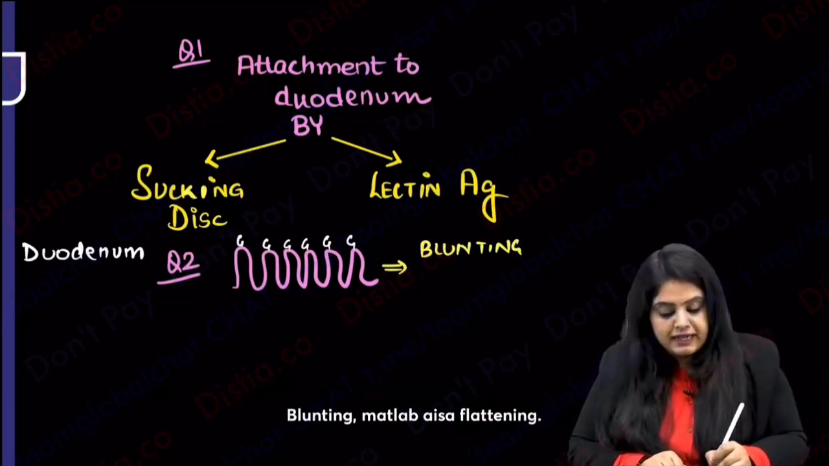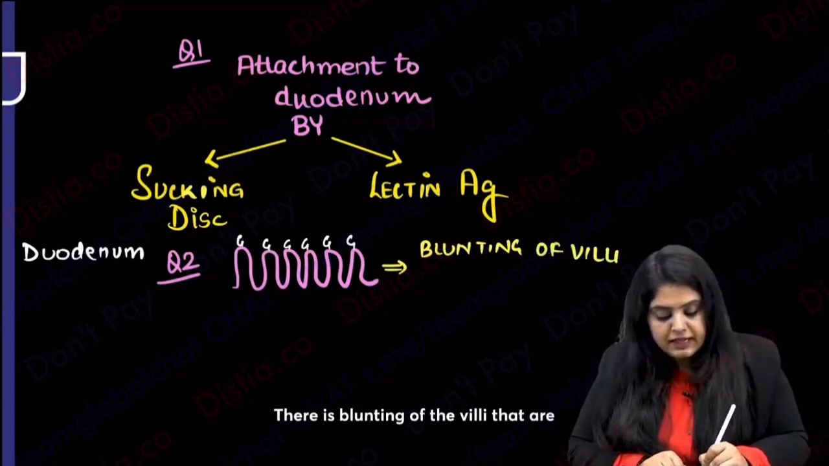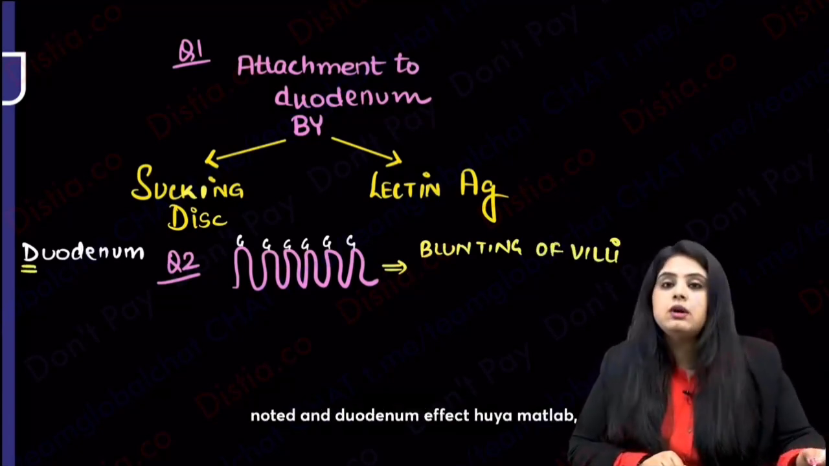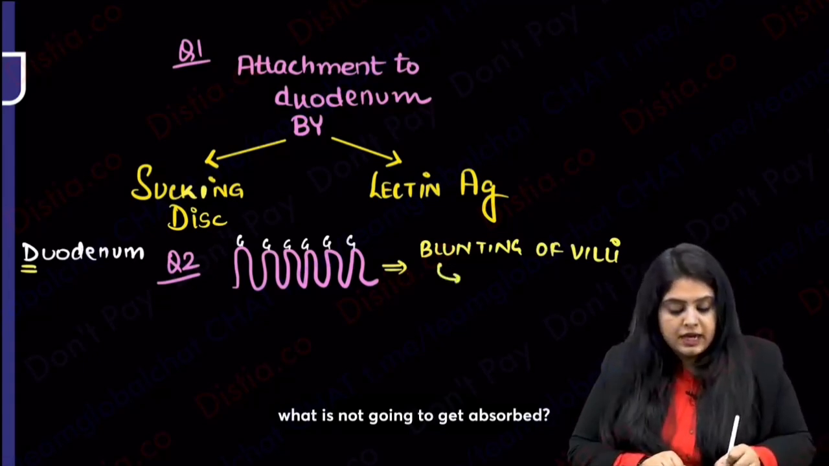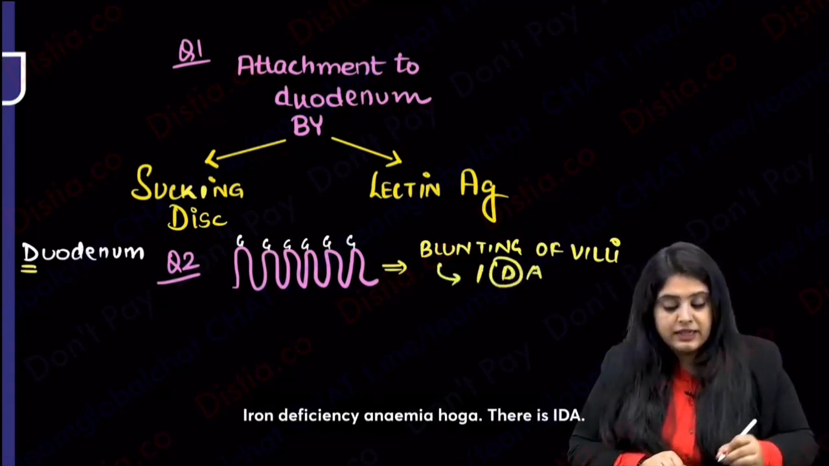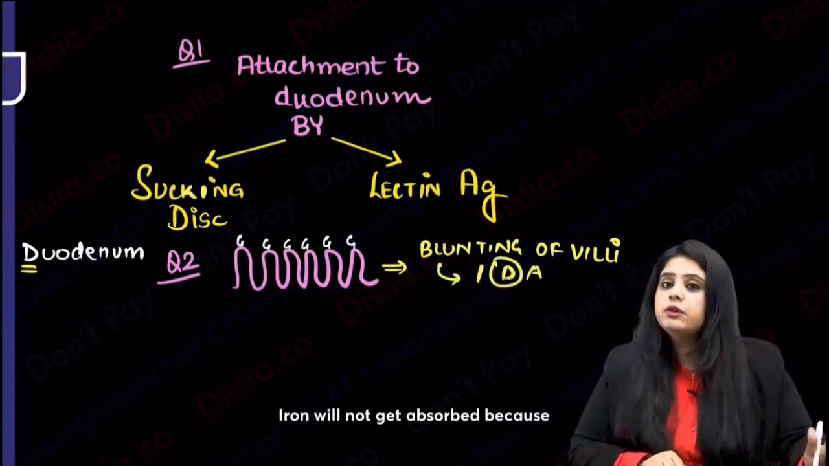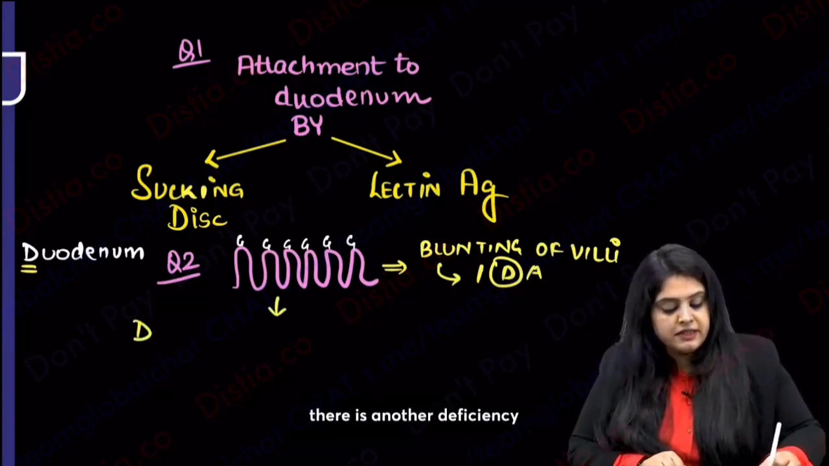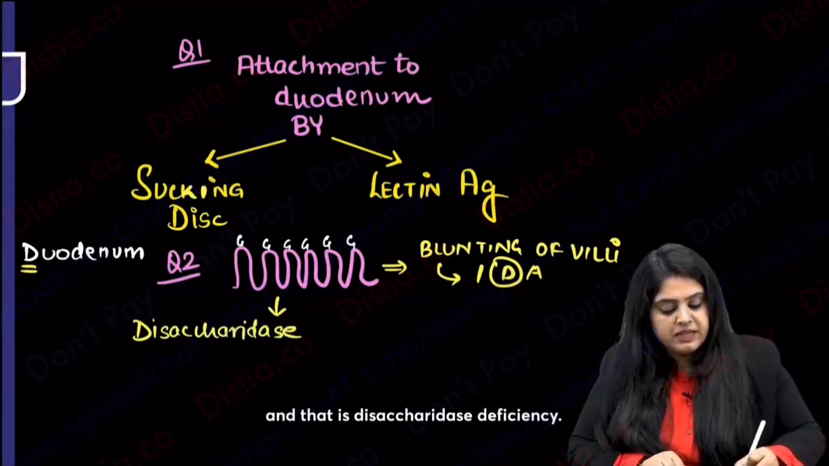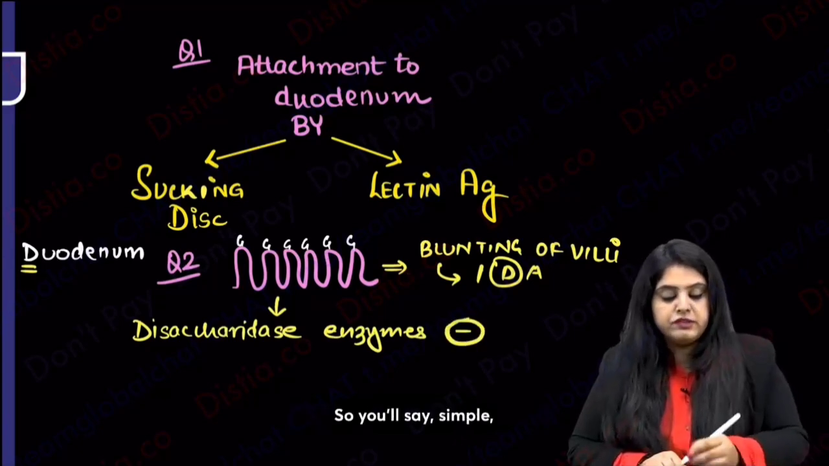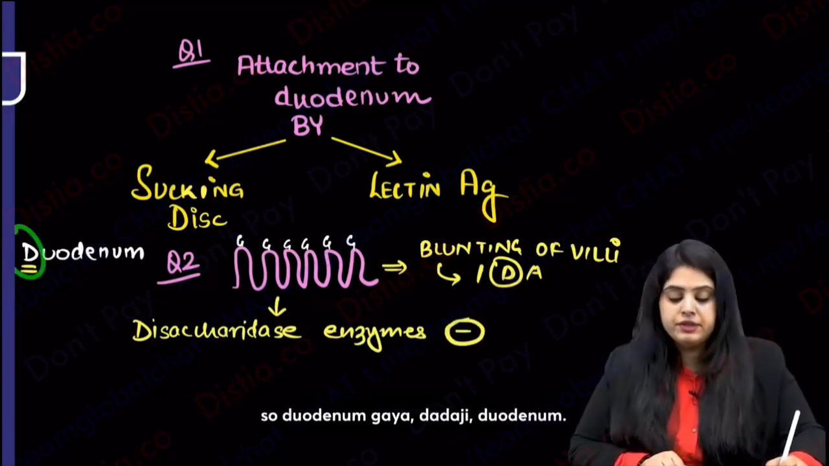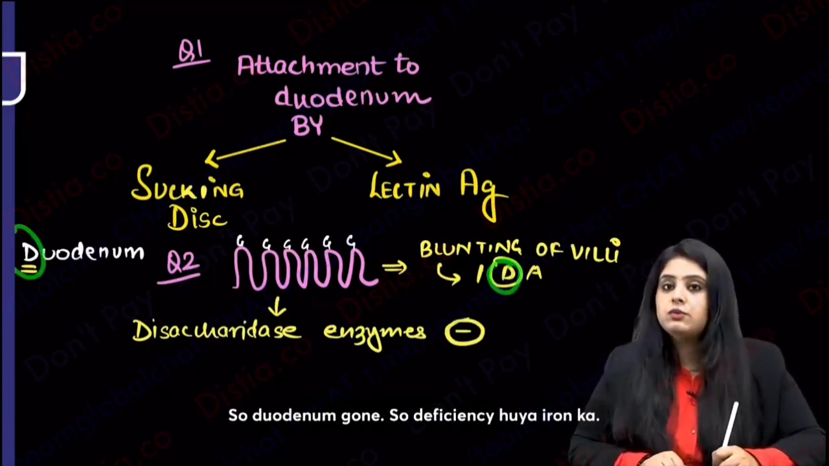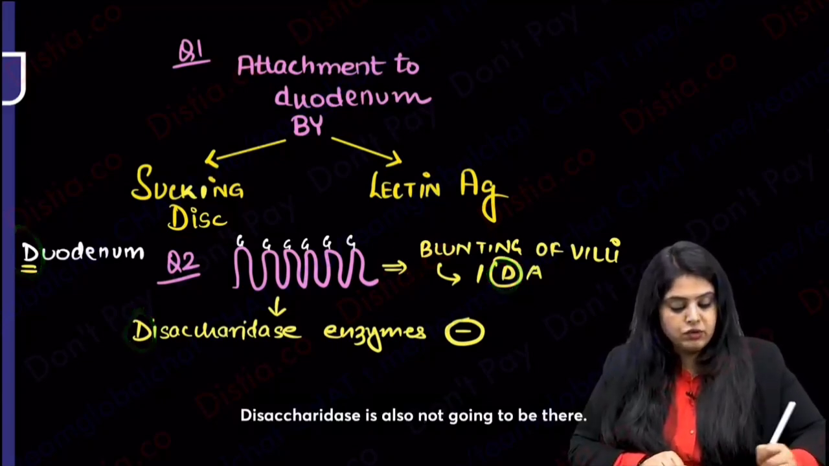Blunting means flattening. There is blunting of the villi that are noted, and the duodenum is affected, meaning what is not going to get absorbed? Iron deficiency anemia will occur. There is IDA. Iron will not get absorbed because the duodenum is affected. One more thing, because the duodenum is affected, there is another deficiency that the patient lands up with, and that is disaccharidase deficiency. Disaccharidase enzyme deficiency is also noted because of the duodenum. So you'll say simple, duodenum gone, so iron deficiency, and disaccharidase is also not going to be there.